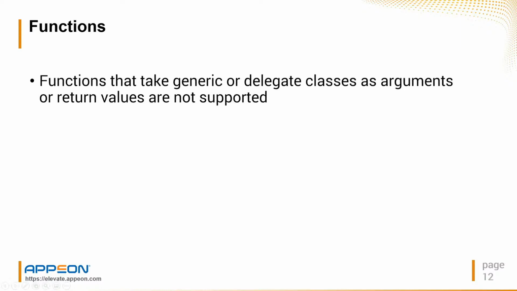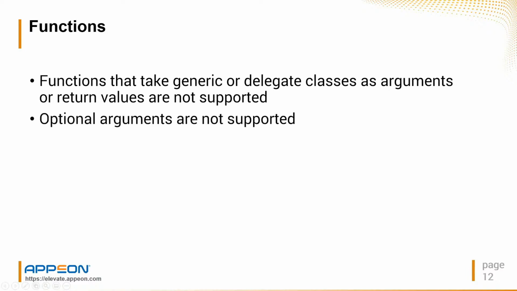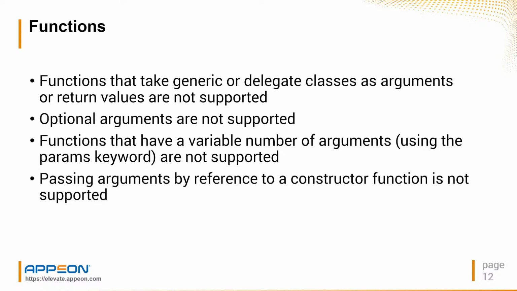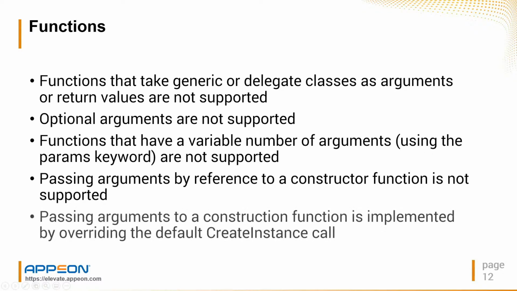Functions that take generic or delegate classes as arguments or return values are not supported. Optional arguments are not supported. Functions that take a variable number of arguments using the params keyword are not supported. And passing arguments by reference to a constructor function is not supported. You can pass arguments to a constructor function. As we'll see when we dive into it a little bit, one of the methods on the C# assembly class is the create instance call, and that allows you to pass in arguments to the constructor.